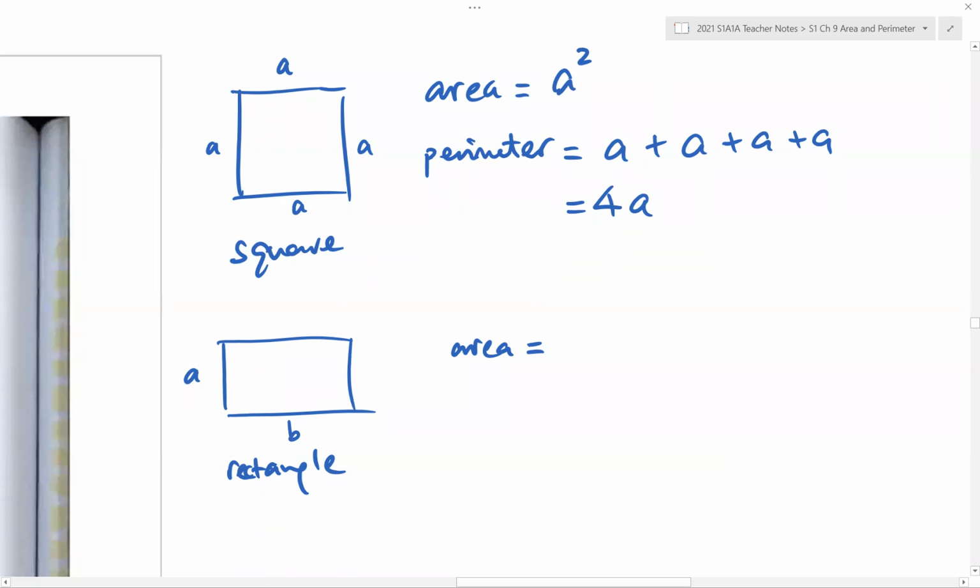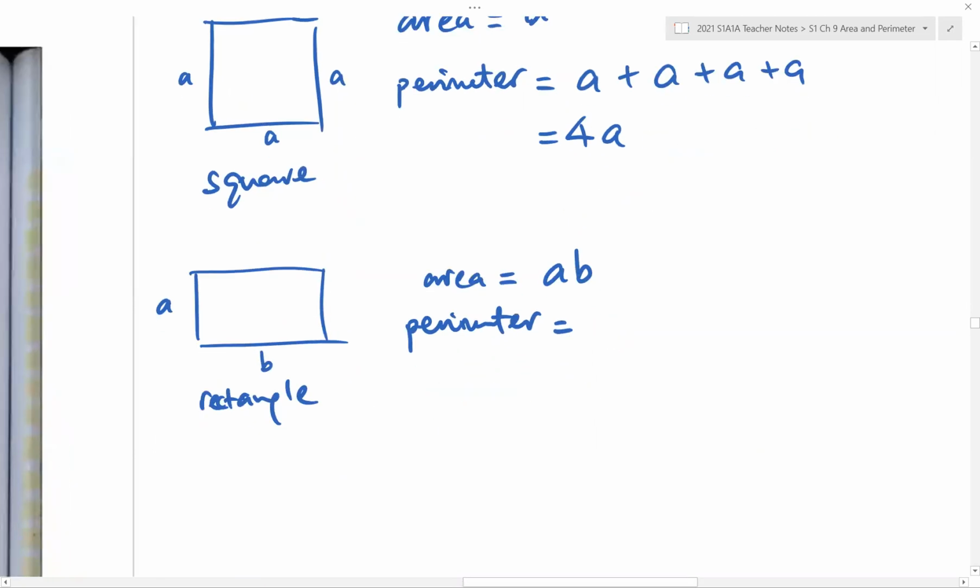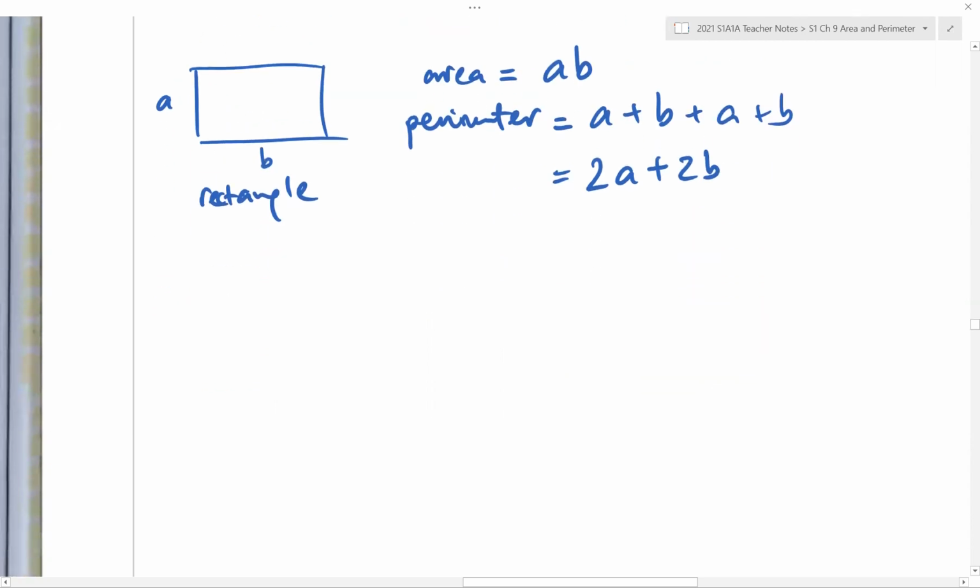Okay, next one. Sean, what is the area for this rectangle? A times B? Yes, we simply call it AB. And now what is the perimeter? Yes. Brian. A plus B plus A plus B. Good. So how many A's and how many B's? So do we write it this way? 2A, 2B? Plus. Okay, good. 2A plus 2B. That is the perimeter.